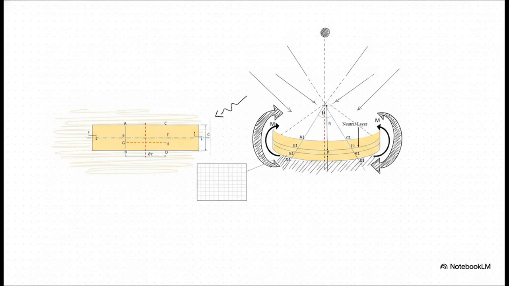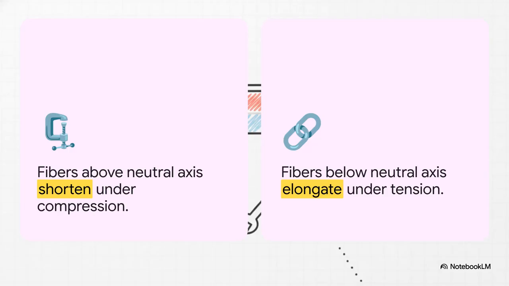And notice how the vertical lines, those transverse sections we just assumed would stay flat, they remain straight, but they are now angled toward a central point high above the beam. So what's actually happening to the horizontal fibers running the length of this beam? Well, it's an intense microscopic battle.